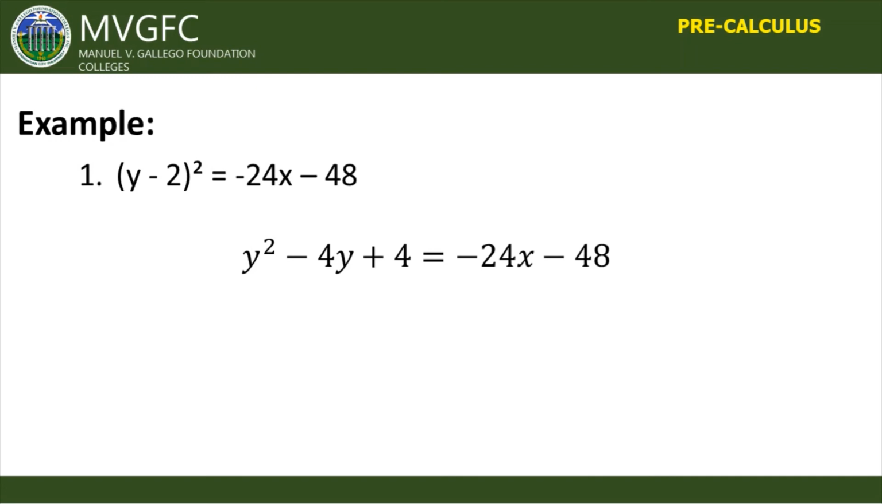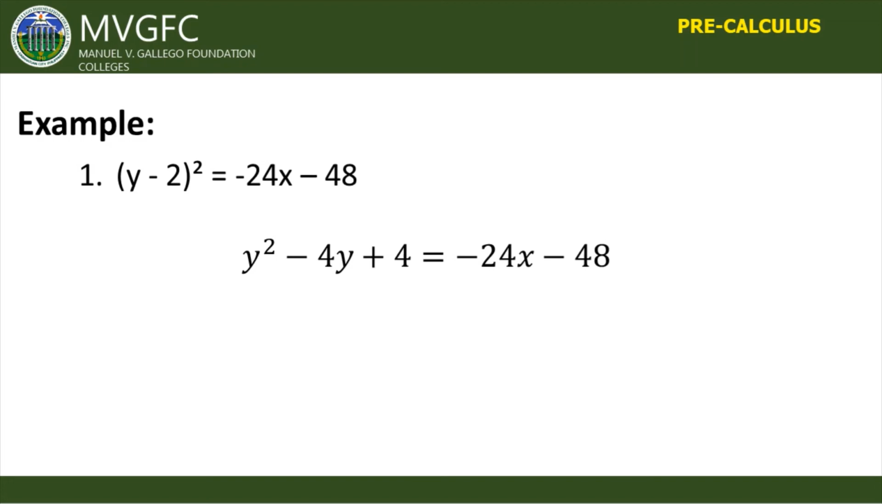You can use the FOIL method or you can use the shortcut method that I taught you last time. So, let us use for the meantime the shortcut method. Square the first term, that is y times y. We got y squared. Next is to add the binomial, then multiply the binomial, and the product should be multiplied by 2 or the exponent.